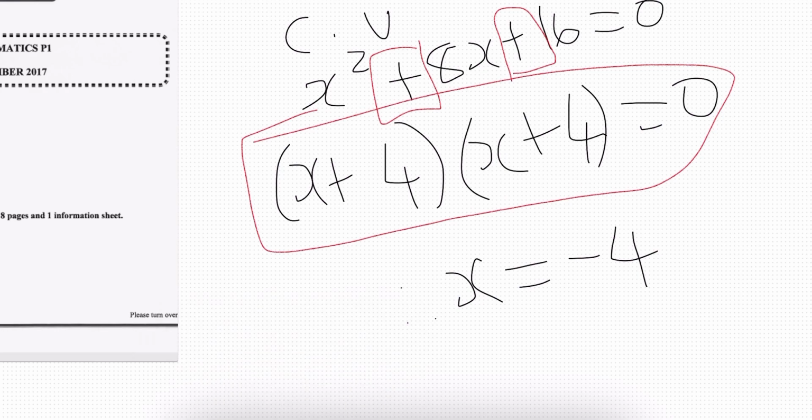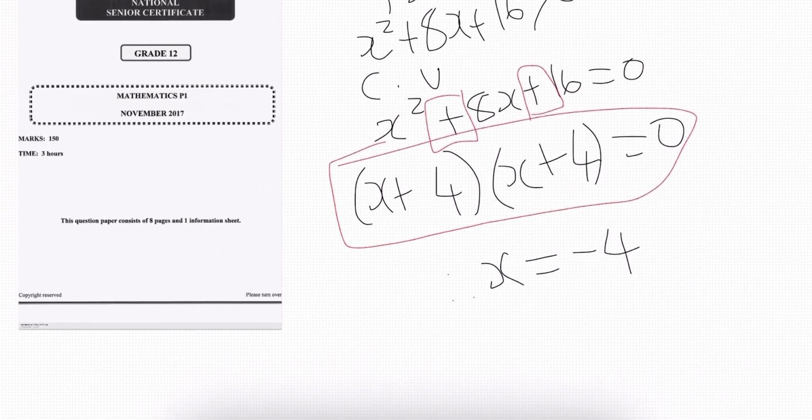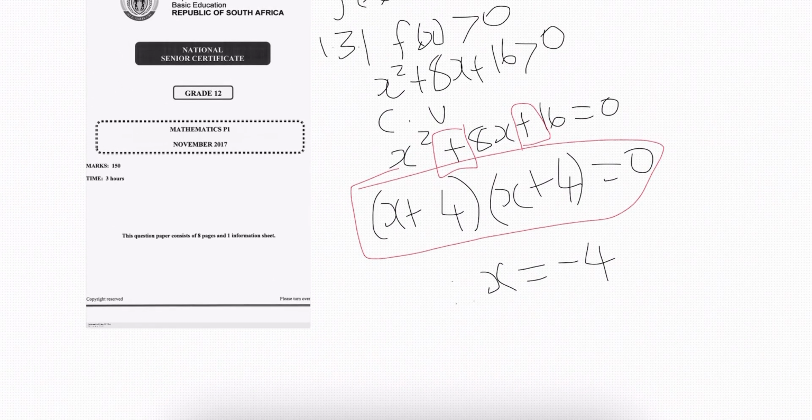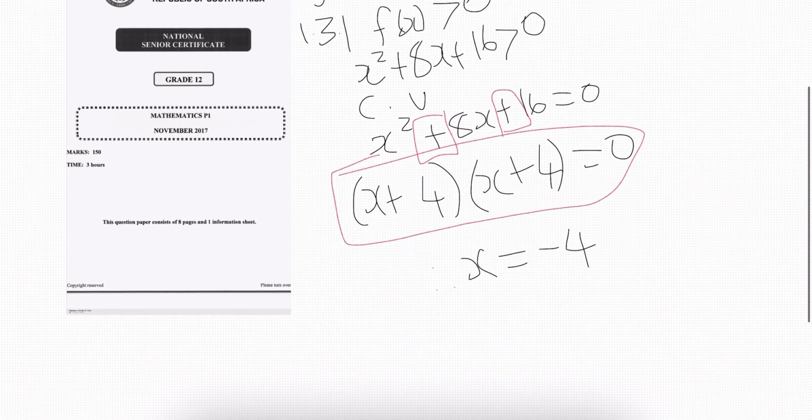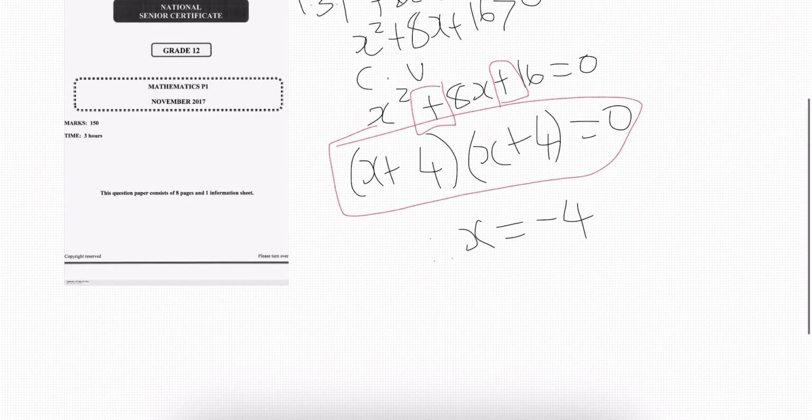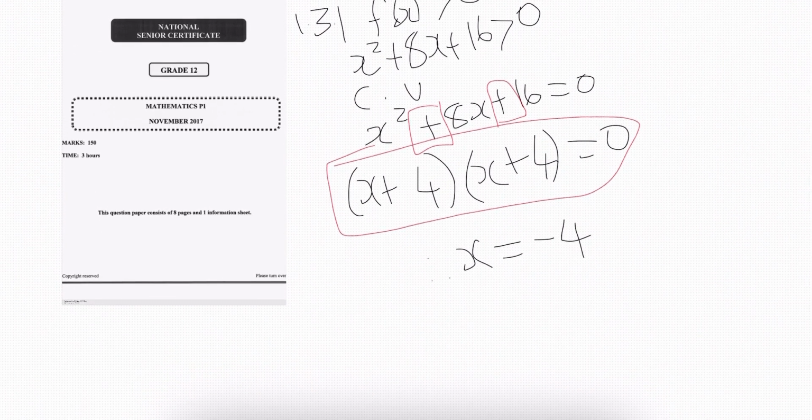They said we should determine the values of x for which this function is greater than 0. But we know that at x equals minus 4, our function is equal to 0. So it only has one x-intercept. You should know that when there is a positive sign here, your graph is looking like this. But if there was a negative sign, our graph is going to look like this.